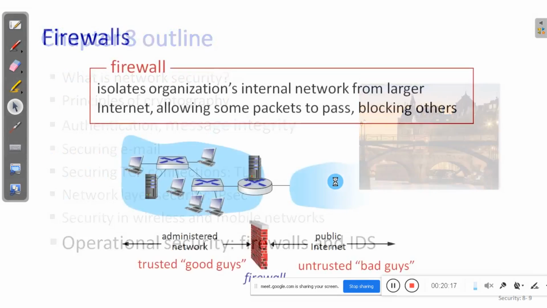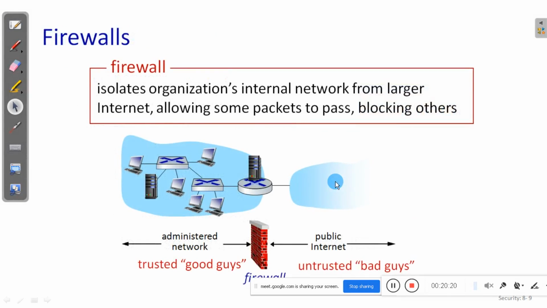Now the last concept in this session is the firewall. We know what the use of the firewall is. A firewall isolates the organization's internal network from the larger internet, allowing some packets to pass and blocking others. Every organization has a firewall so that it isolates the intranet of the organization from the internet. Here you can see the intranet of the organization, and this is the internet. In between, the firewall is there.